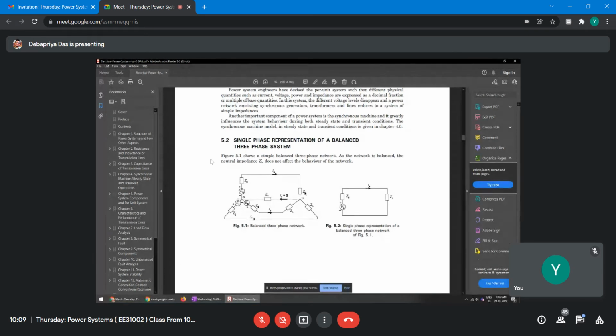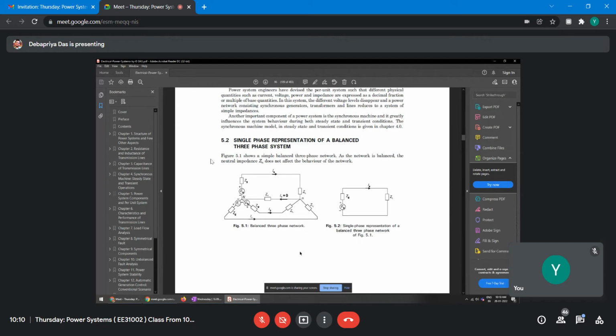And this load ZL, three impedances, is a balanced impedance load, and hence theoretically there is no current flowing to the neutral, so IN is equal to 0, right? Therefore in this case the neutral is connected, it's a balanced system, so no current is flowing to the neutral. Now whenever we go for a single line diagram, you go for a single phase representation.